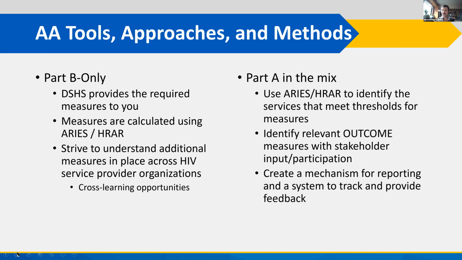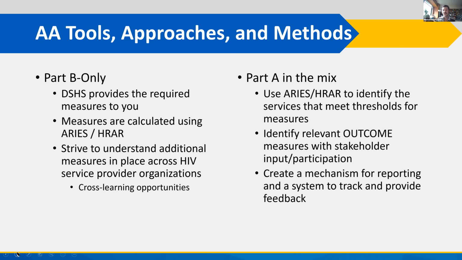And then finally, if you do have a Part A in the mix, you want to create a mechanism for reporting. So you need to say, hi, we have measures. We've published our measures. These are it. For TA, contact so-and-so. When you report your measures, rely on ARIES, or we want your measures to come out of your EHR and to be sent to us using this form by this date. So you need to have a system in place to track the data, collect the data, provide feedback on the data, and trend the data internally.